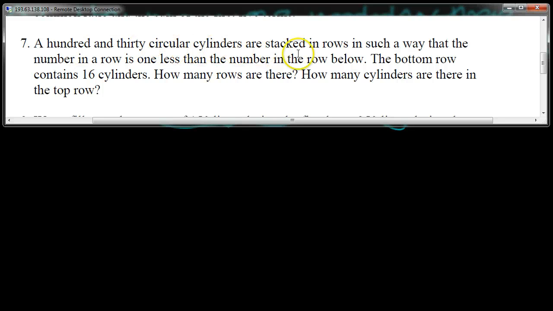130 cylinders are stacked in rows in such a way that the number in a row is one less than the number in the row below. The bottom row contains 16 cylinders. How many rows are there, and how many cylinders are there in the top row?